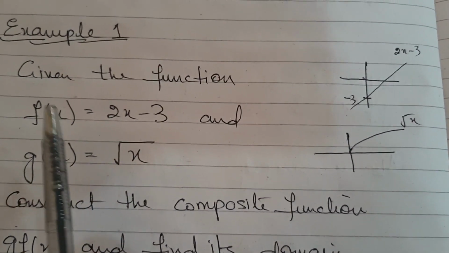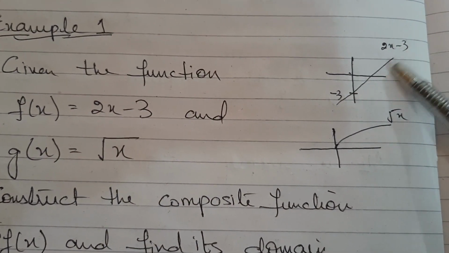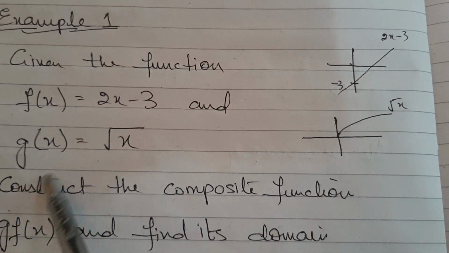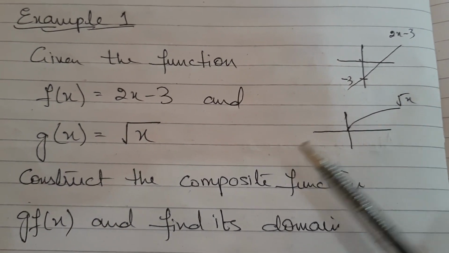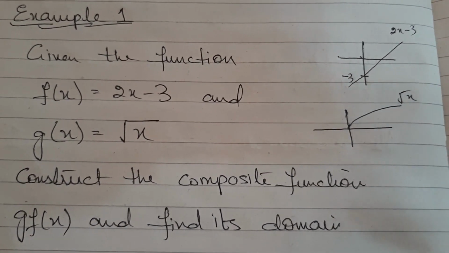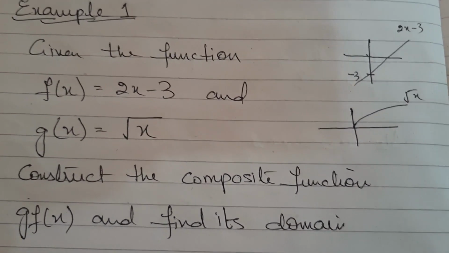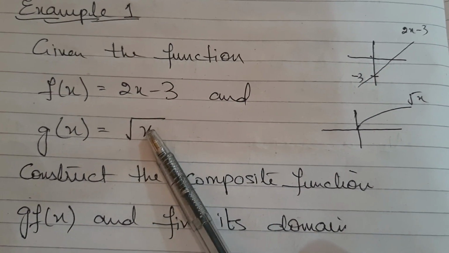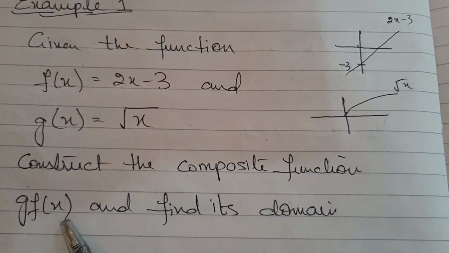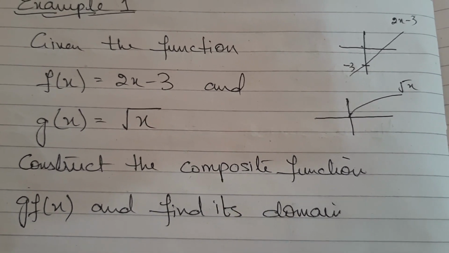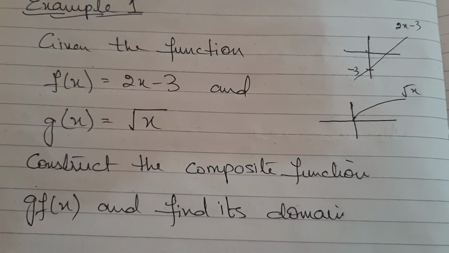So anyway, function f of x is 2x minus 3. We know it is a straight line, and it is like this. And function g of x is equal to root x, and this is the graph. This is the prerequisite. There are certain graphs which we should know at this stage when we are appearing for P1, right? Okay, so now these are the two functions given to you, and you have to construct the composite function, and then you have to find out its domain and range.